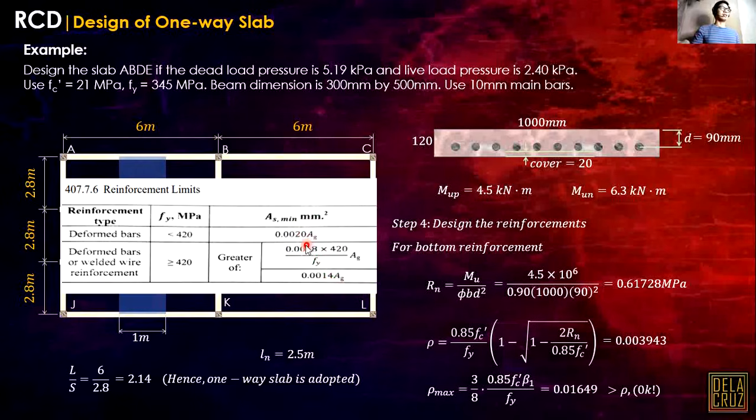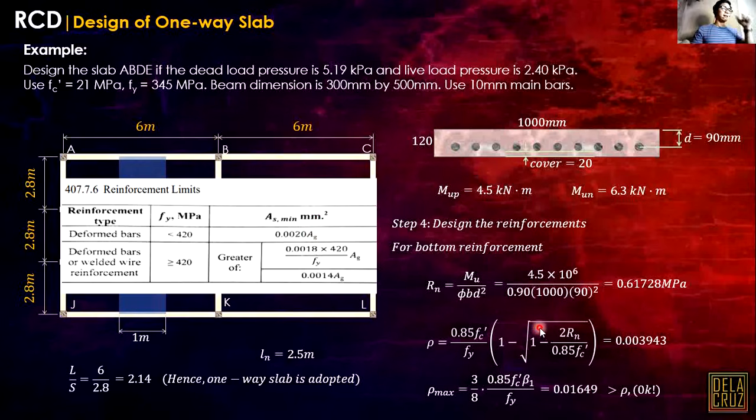Okay? Now, as you can see, in these formulas here, the factors are multiplied by area gross. So, ano yung significance dito? Di ba, pag we say rho, that is AS over BD. But take note that BD is not area gross. That is just the effective area of the concrete, up to D lang. But sa rho minimum, AG yan. Yung AG is B times the total depth, which is 120.